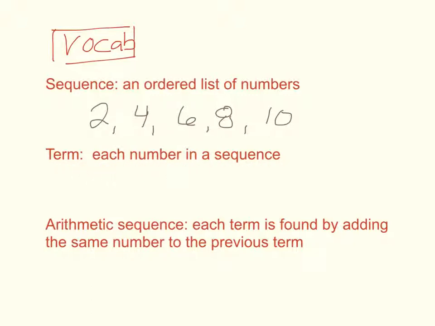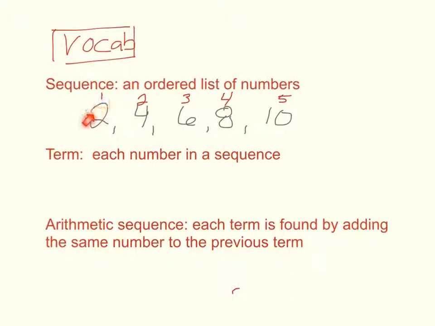Really, all a term is each number in a sequence. So if I go back up here to the top, let me change my color to red. This right here would be term number 1, term number 2, 3, 4, and 5. So it's just each number in a sequence. And then moving down here, an arithmetic sequence is when each term is found by adding the same number to the previous term.